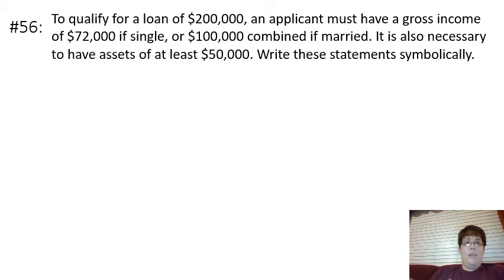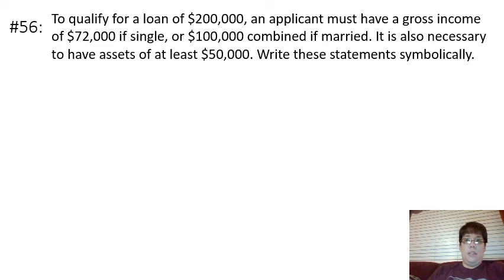Okay. To qualify for a loan of $200,000, an applicant must have a gross income of $72,000 if single, or $100,000 combined if married. It is also necessary to have assets of at least $50,000. Write these statements symbolically. Okay, that just sounds like tax law and banking stuff, and it's meant to give you a headache. So maybe you already have one, but okay, let's break it down.